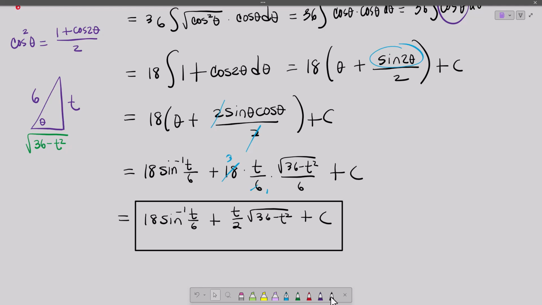How did you go from 18 times t over 6 to t over 2? So in the denominator, there's a 36, 6 times 6. Oh, and then 18 over 36 is a half.